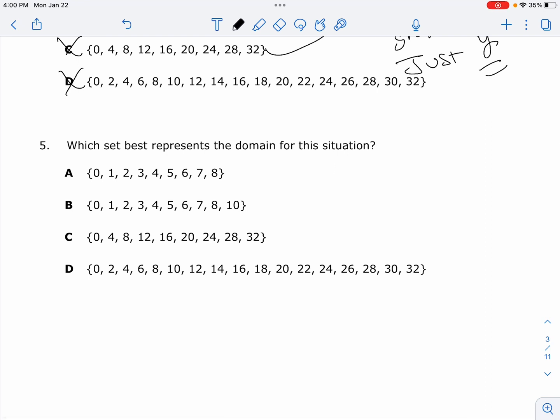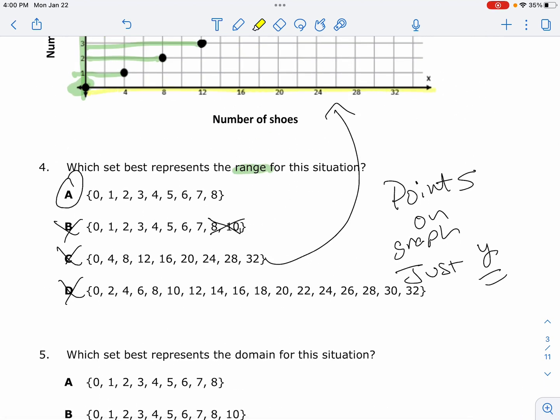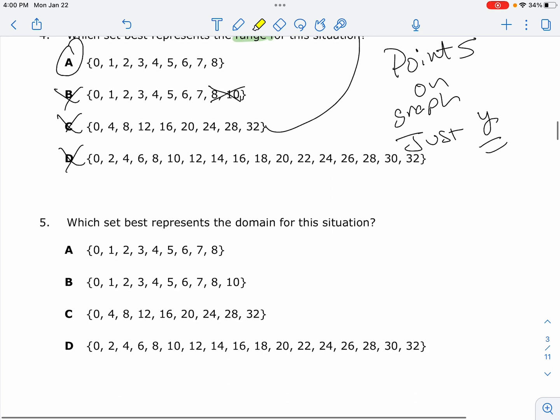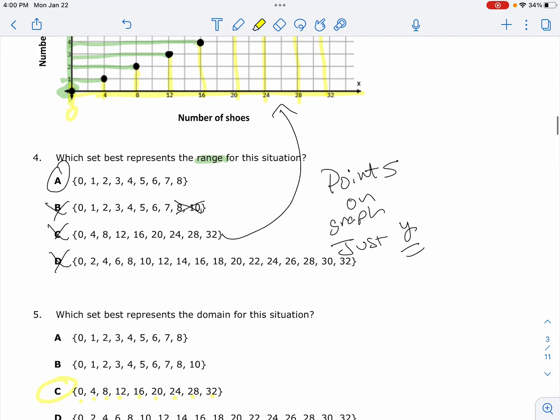Okay, now we're looking for domain. So let's go look at our other axis. I'm going to go back and look at my x-axis, and I'm going to do the same thing. Now I'm going to follow my points down. I have a 0 right there, and a 4, and an 8, and a 12, 16, 20, 24, 28, 32. Don't go picking extra numbers, okay? So 0, 4, 8, 12, 16, 20, 24, 28, 32. Looks like C is what matches that list of numbers.